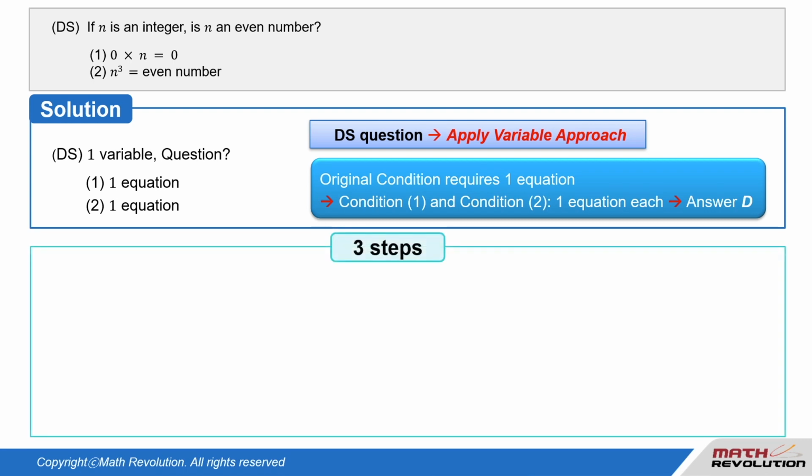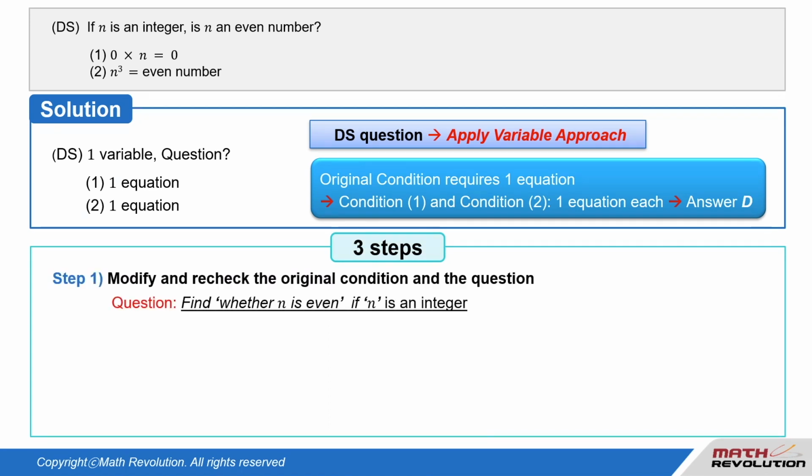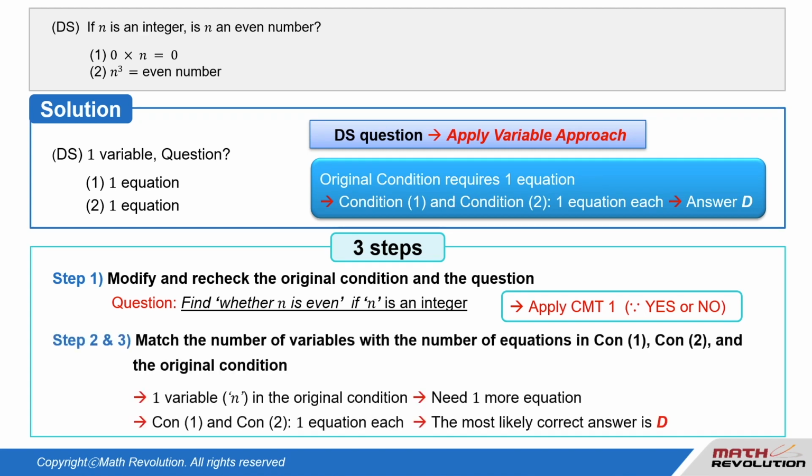Let's apply the 3 steps suggested previously. Follow the first step of the variable approach by modifying and rechecking the original condition and the question. We have to find out whether n is even if n is an integer. We will apply the common mistake type 1 here, as the answer will be in terms of a unique yes or no. Follow the second and third steps.